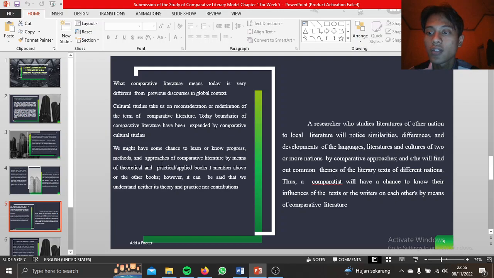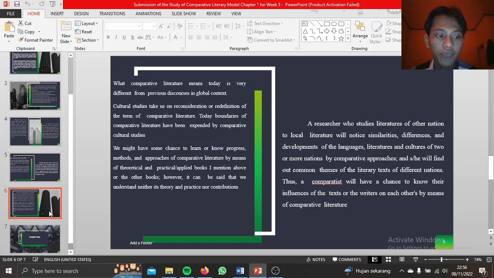Researchers who study the literature of other nations alongside local literature notice similarities, differences, and developments of the languages, literatures, and cultures of two or more nations by comparative approaches, and they will find common themes in the literary texts of different nations. Thus, a comparatist will have a chance to know the influences of texts or writers on each other by means of comparative literature.